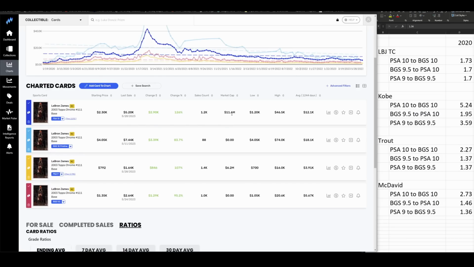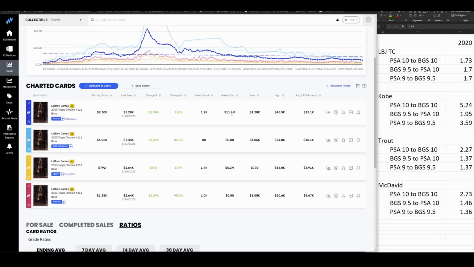We don't know what the future holds, but those Beckett Pristine Pop reports are pretty thin. There's not a ton of those out there. And that used to really matter. Today, it doesn't matter as much. It still matters, but it's definitely not as big of a deal. The numbers show that out. But at some point in time, that could flip the script.